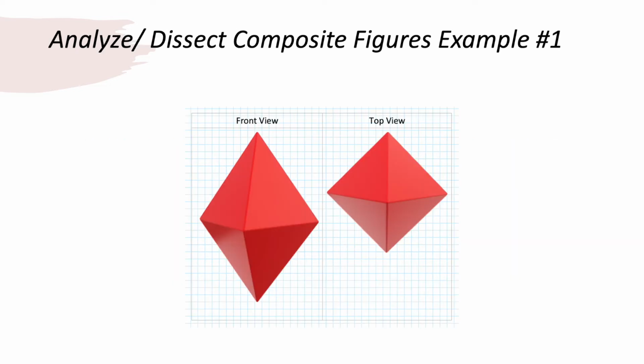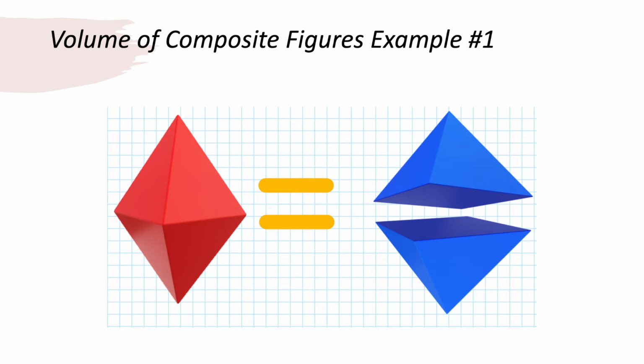This composite figure is made of a few basic 3D figures that we studied in the previous slides. Do you see any prism, pyramid, cone? What basic figures do you see? I see this composite figure as a combination of 2 square base pyramids, one on the top and one on the bottom upside down. So the volume of this composite figure will be the addition of 2 pyramids' volumes. And yes, we do know how to figure out the volume of a pyramid.